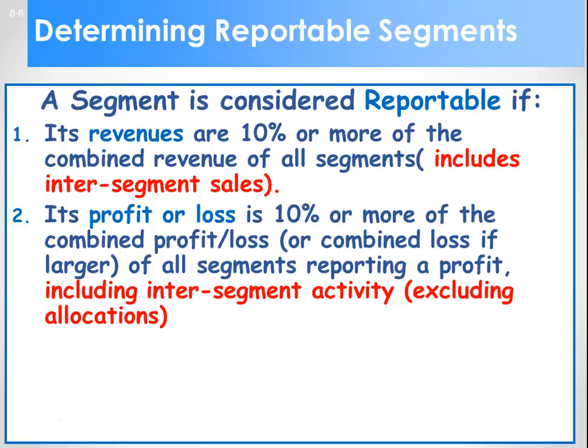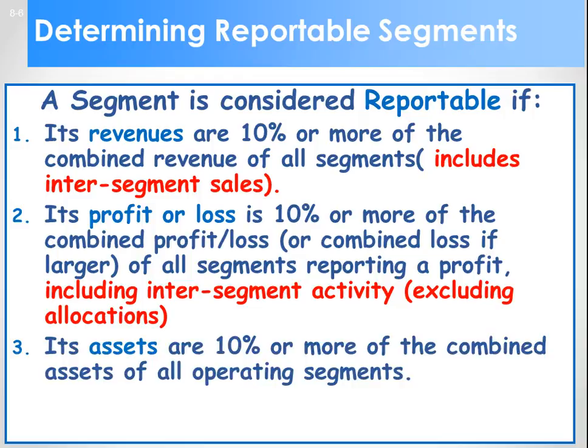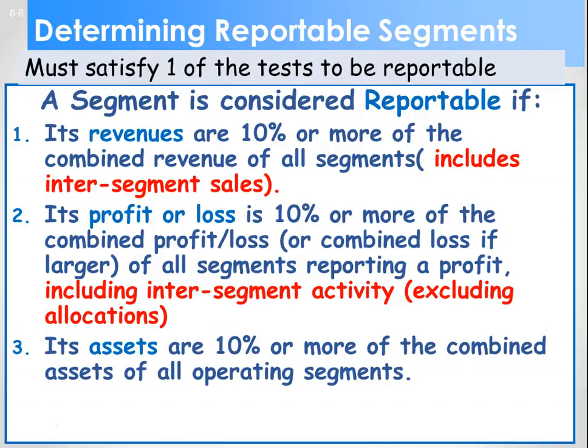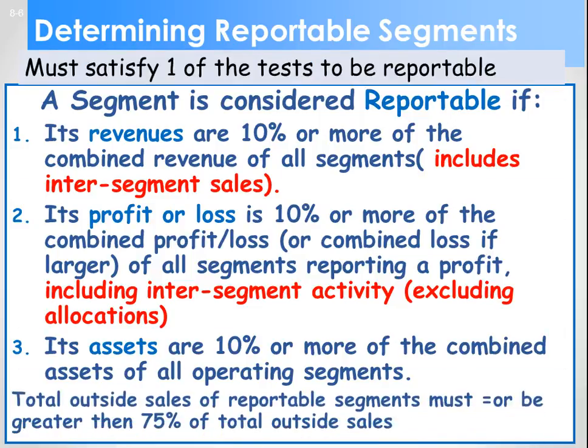Okay? And that also includes intersegment or intercompany sales, but we always exclude allocations. Okay, and the last test is that the assets are 10% or more of the combined assets of all segments. So all you have to do is pass one of those 3 tests, and you will be included. You will have to be shown separately, and then we have one more test after we go through this. Again, we satisfy one test, but then we add up all the outside sales of the reportable segments and make sure they equal 75% or more of the total outside sales.